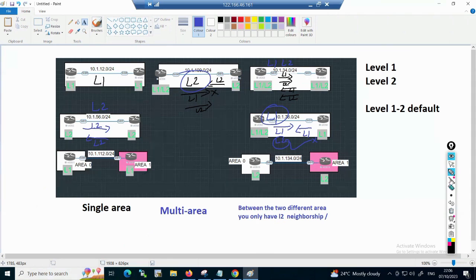So in that case, do you know what happened? You will not have any neighborship over here. But have a look at the same thing. I have a Level 2 router and I have a Level 2 router, two different areas. You will have an L2 neighborship.